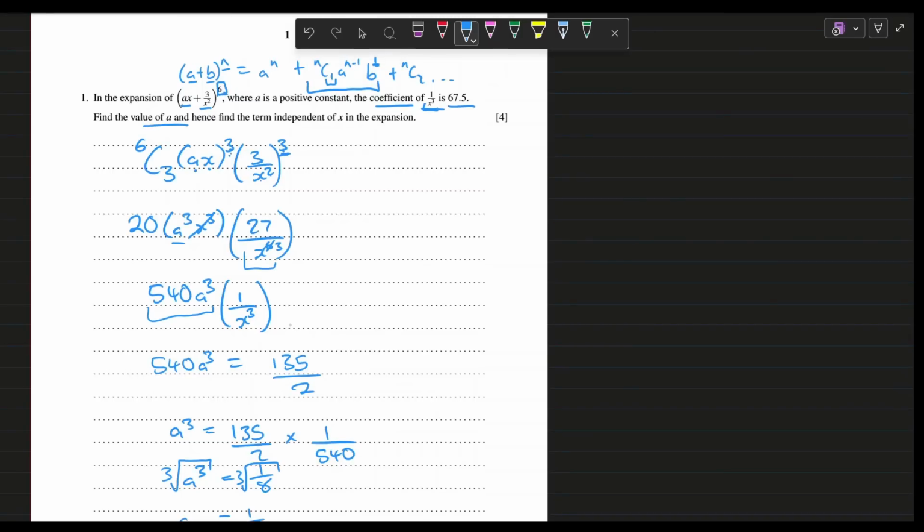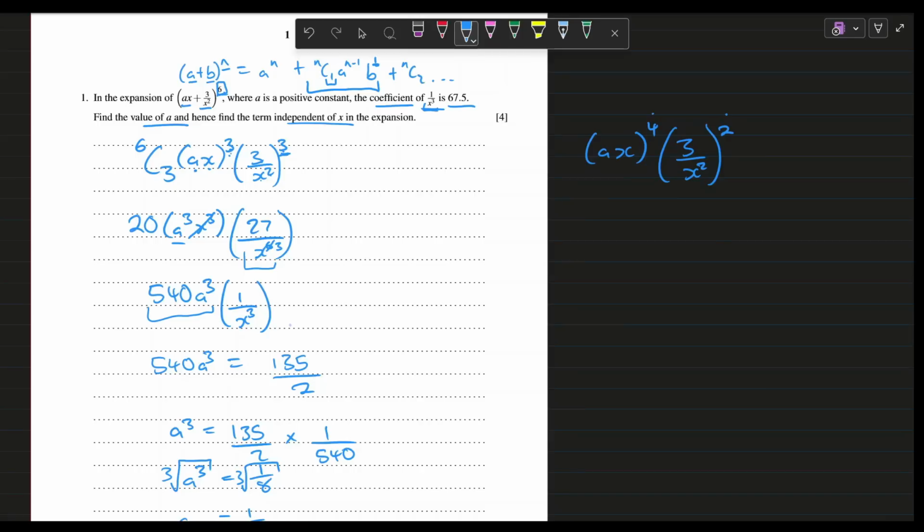But now they also want the term independent of x. To get the term independent of x, we want our x's to cancel out. So if we've got ax and 3/x², what powers do we have to give each bracket for the x's to cancel out? We could do a 4 here so that we'd end up with x⁴, and a 2 here so that we'd end up with x⁴ in the denominator. They should cancel out, and remember 4 plus 2 should be equal to n, which is 6.